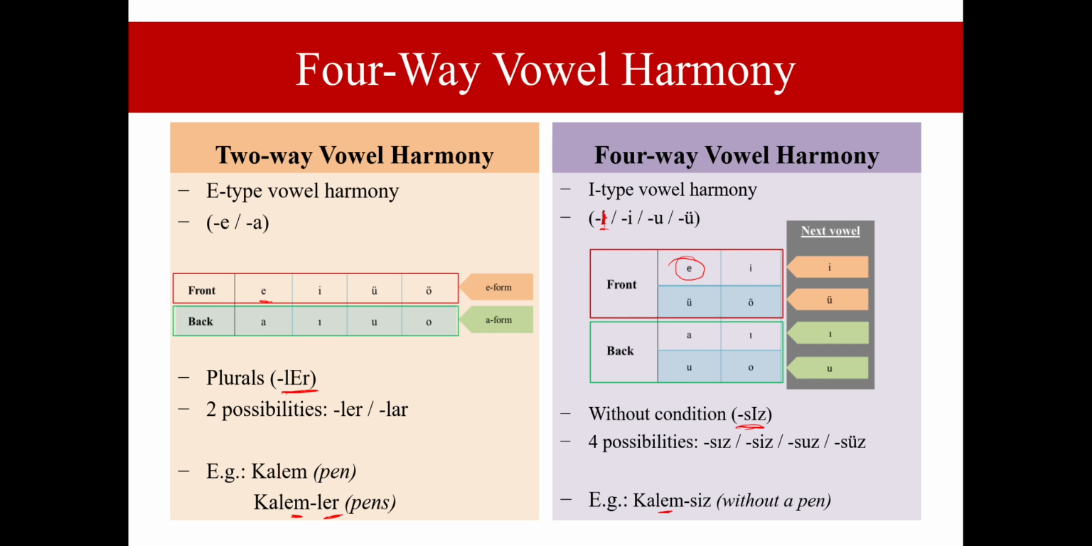Now an interesting thing that I just noticed is that this here is the back vowel, kalem, but the very last syllable has E, the last vowel. During the application of rules of vowel harmony, we look at the very last vowel of the word and not the ones that come before that. Only the last one. So for kalem, we did not consider this A, we only considered this E because this is the last syllable of the word, the last vowel. So it's going to be kalemsiz, without a pen.